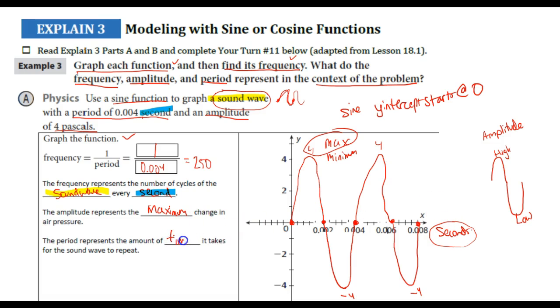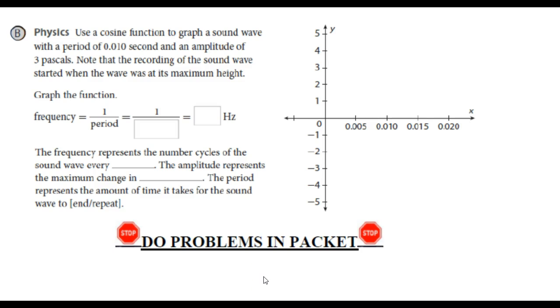Time. The time it takes for a sound wave to repeat. Okay, so we did the first one. Let's go ahead and go on to part B. And it's another physics problem. This time, we're going to do the same things.